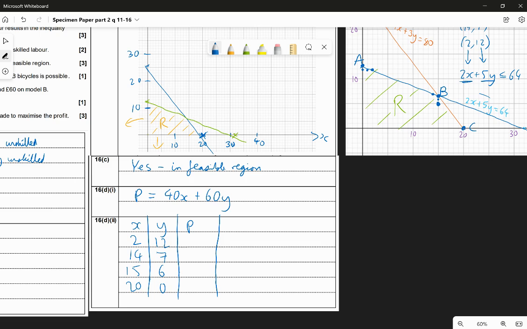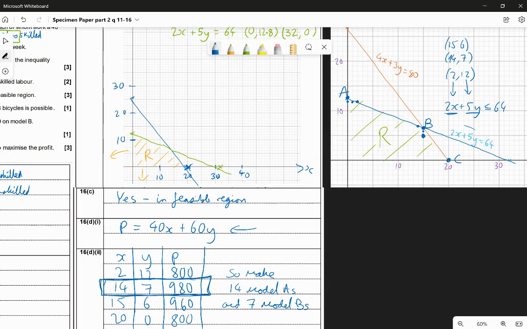If I substitute those values into this objective function, I get £800 for (2, 12), I get £980 for (14, 7), £960 for (15, 6), and for (20, 0), I get £800. So clearly, the one which maximizes my profit gives me £980, and that's at the point (14, 7). And the question said, find the number of each that should be made to maximize the profit, and that is make 14 model A's and 7 model B's.